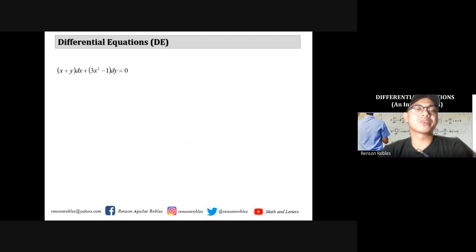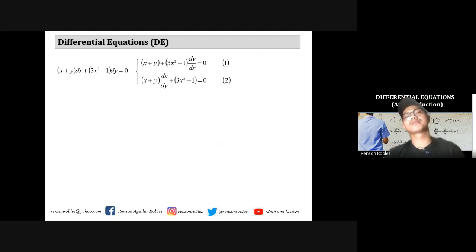This time we have the quantity (x + y) dx + (3x² − 1) dy = 0. Again, just like the previous example, we can rewrite this into two forms, one of which is (x + y) + (3x² − 1) dy/dx = 0, and the other one is (x + y) dx/dy + (3x² − 1) = 0.